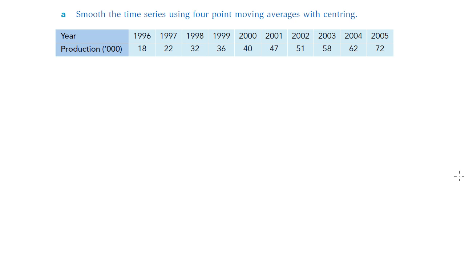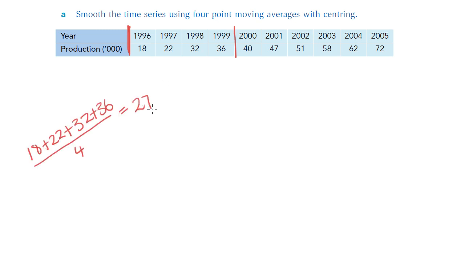Now the first part of the question wants me to smooth the time series using 4-point moving averages with centering. So let's start with our groups of 4. Here's my first group of 4 from there to there. Now 18, 22, 32 and 36, what's the average? 27. So I'm going to write my 27 right in the middle here, in the middle of those 4.